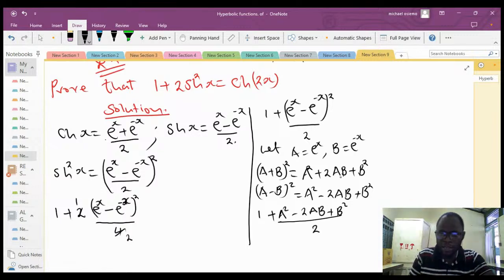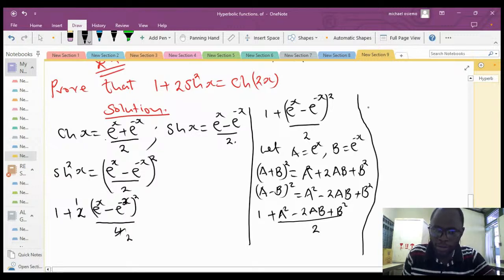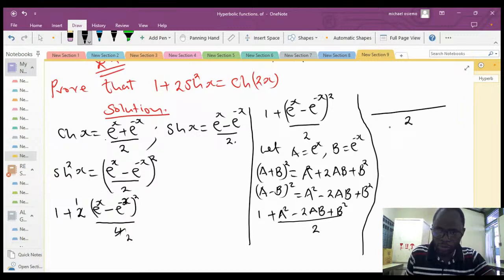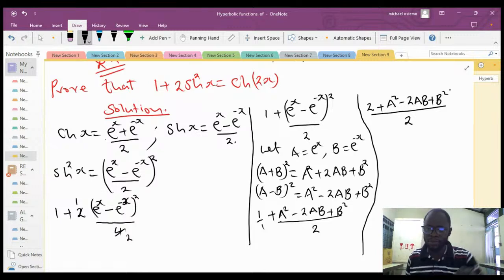So if you check the LCM, the LCM is 2. So 2 divided by 1 is 2, 2 times 1 is 2. Then 2 divided by 2 is 1, so times a squared minus 2ab plus b squared, it will be plus a squared minus 2ab then plus b squared. So from there we can substitute back our a's and b's.